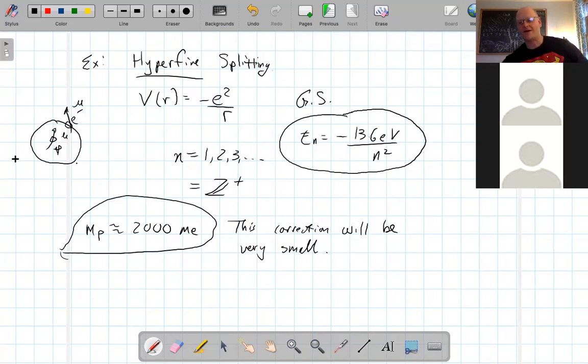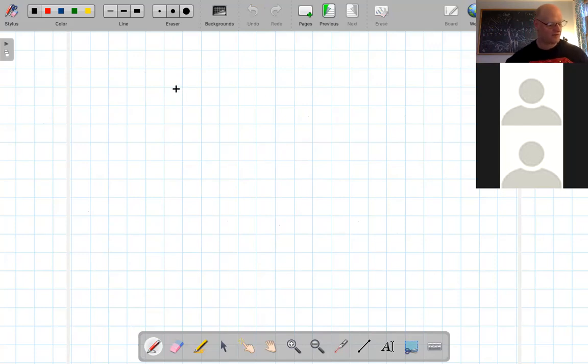Now, there are also other corrections we can talk about. Some of them come from time-dependent perturbation theory, some from relativistic effects, all kinds of different things. We don't get to those in this class, so we won't talk about them, but there are other corrections you can look at as well. So let's talk about the hyperfine splitting.